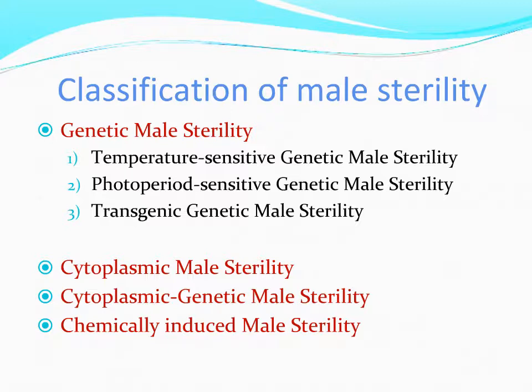Classification of male sterility. There are four types: genetic, cytoplasmic genetic, and chemically induced. The other is pistillate kind of male sterility found in castor. In genetic male sterility, there are temperature sensitive, photoperiod sensitive, and transgenic male sterility. The other types are cytoplasmic, genetic, and chemically induced.